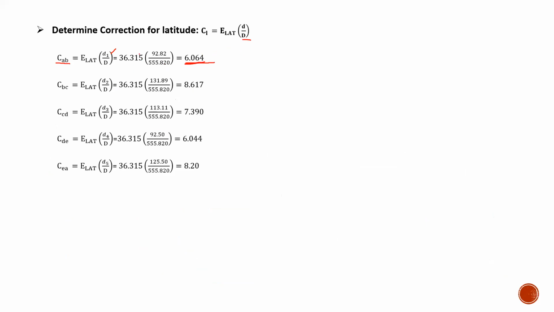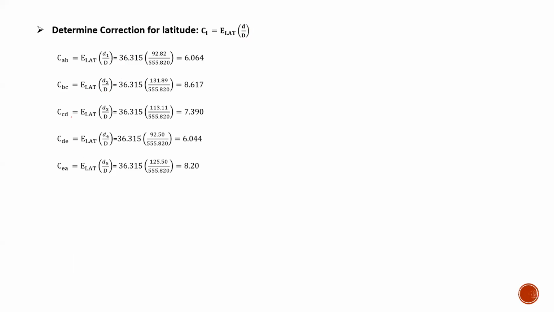May question? Pwede nyo gawin. Eto, di ba, constant to. Hindi to nagbabagong dalawa. So, para mas madali nyo i-compute, eto, i-store nyo na, then, i-multiply nyo na lang siya sa corresponding D, na maliit na D. Di ba, ito, hindi siya nagbabago. Yung E-latitude and yung D natin is our constant. Yung nagbabago is yung corresponding distances natin in each courses.